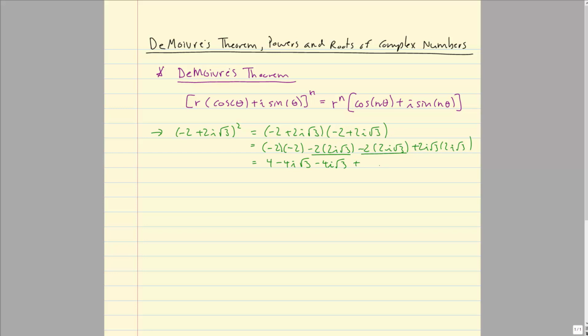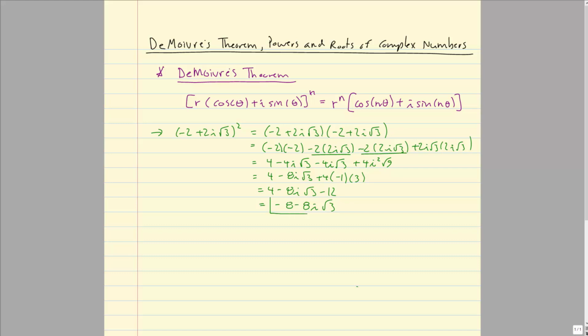I have 2 times 2 is 4. i times i is i squared. And then root 3 times root 3 would be root 9, which will eventually change to a 3 in a moment. So continuing to simplify, I have 4 minus 8i root 3. And then I have plus 4 i squared, which is negative 1 times 3. 4 times 3 is 12, times negative 1 is negative 12. 4 minus 12 is negative 8. So this is negative 8 minus 8i root 3.